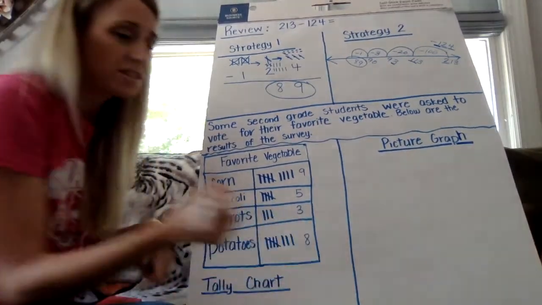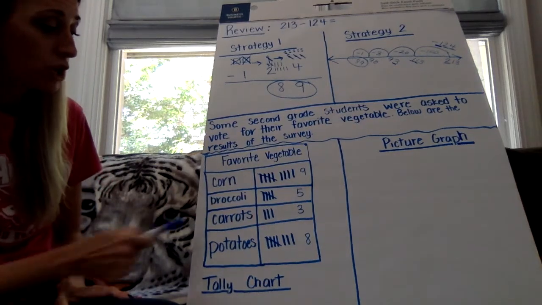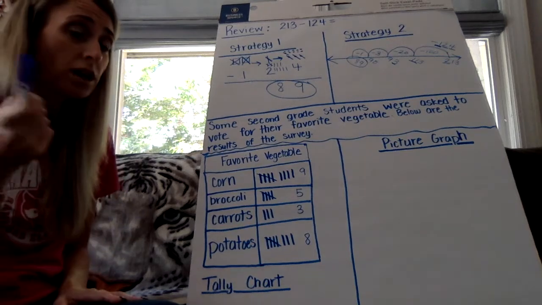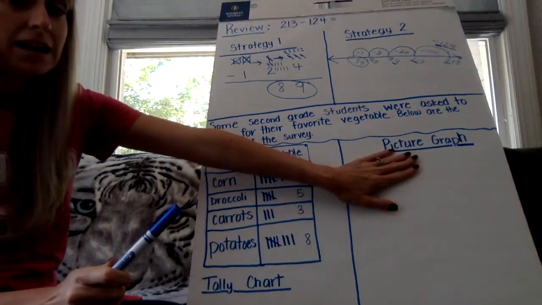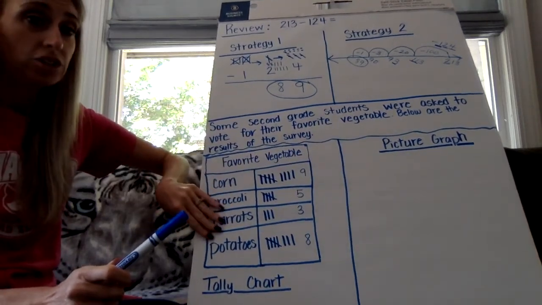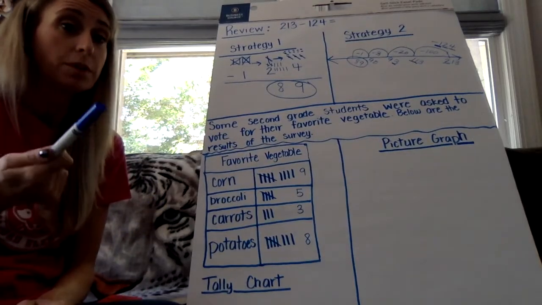So if we look at this, we can already see some details. We know that corn had the most. We know that carrots had the least. So now what they want you to do with the tally chart that they gave you is they want you to make a picture graph. So I'm going to use my tally chart to make a picture graph, and you're going to need to use the one that they gave you to make a picture graph.